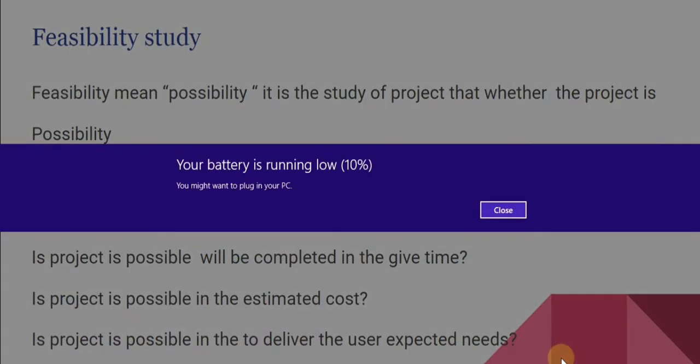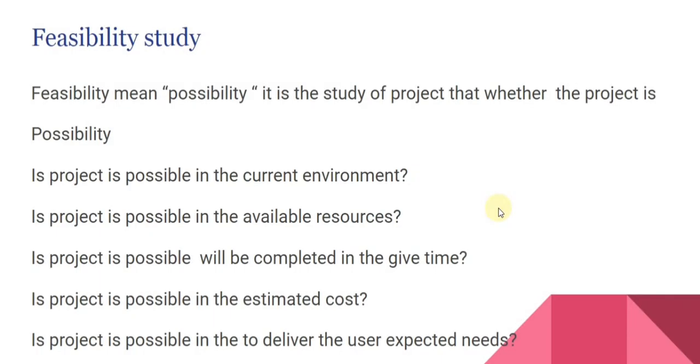Is the project possible within the estimated cost, such that economically, in the given cost, it is possible? Is the project possible in a way that delivers the user's expected needs? We should check whether the user needs are realistic and possible in the given system, what the user wants from the system. So the feasibility study is really very important. If the software is not feasible and we invest the money and use our resources, and in the end we cannot deliver the product, it would be very dangerous.